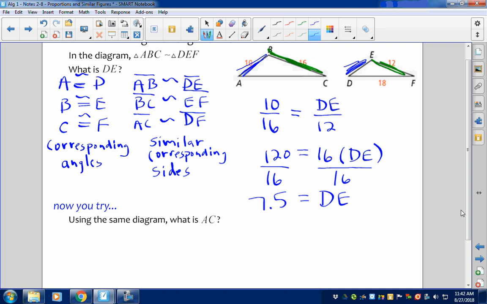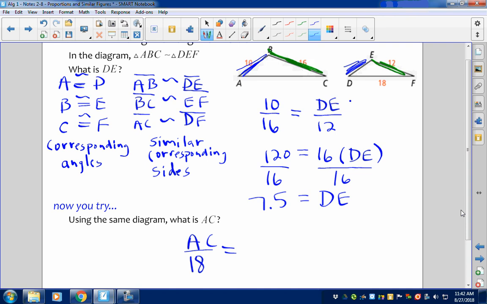18. You could do that. You could do AC over 18. So this is one possible setup of many. That's the longest side here over the longest side of the small triangle, equals what over what? Now I've got to make sure I have two numbers involved in this next one. You could do AB and DE. That would be fine. You would have 10 over the 7.5 that I just found.